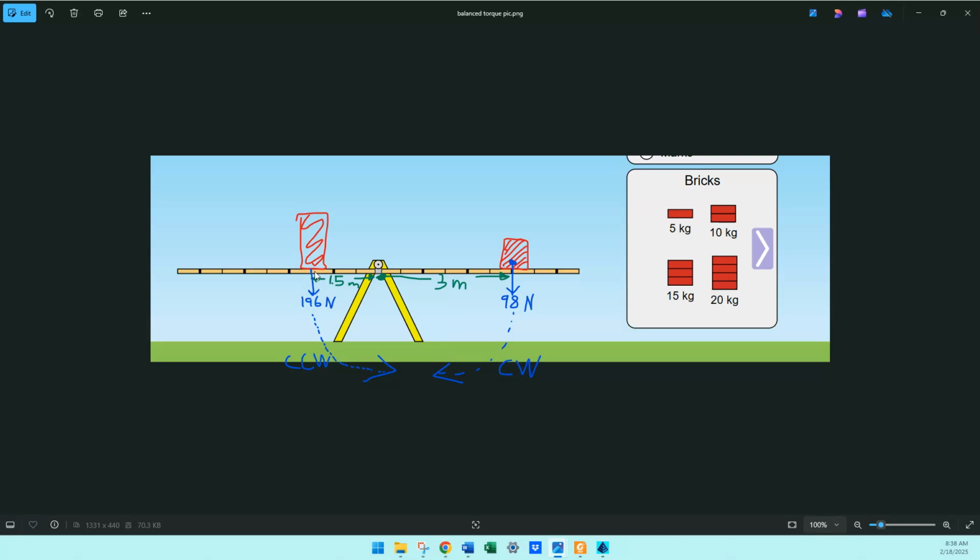This is very, very different than work. This does not have to be moving. It can be moving, or it does not have to be moving, whereas work has to be moving.